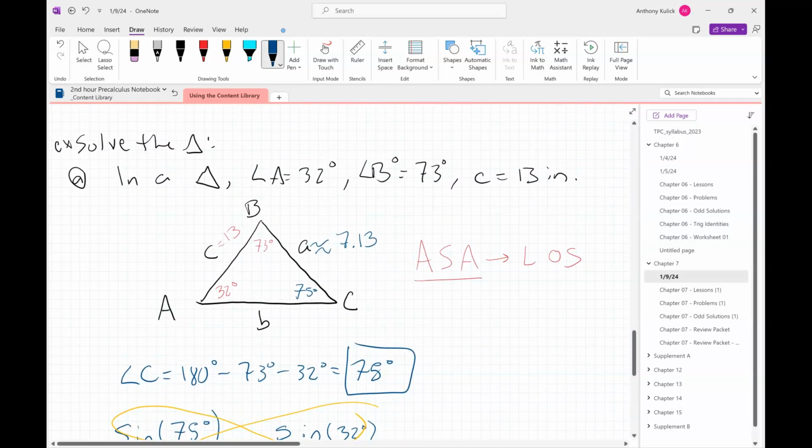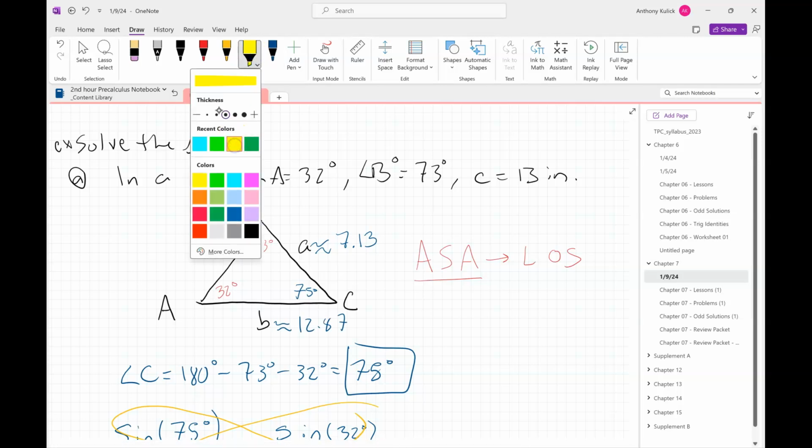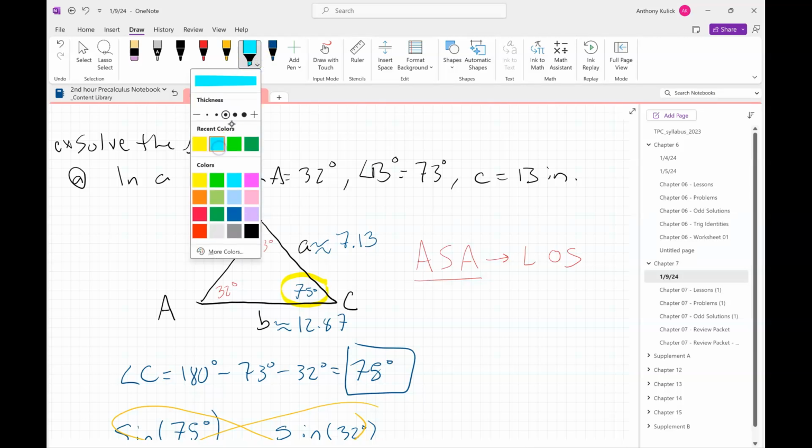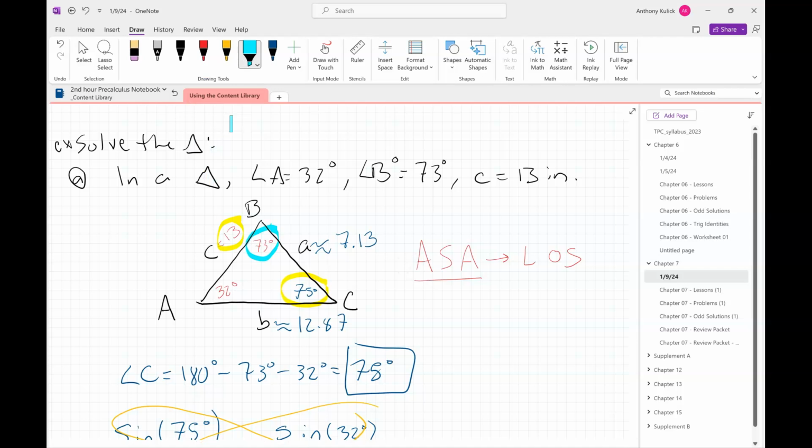And then my last step is to do that pseudo check that we talked about in first semester. So what I want to do is check that across from my biggest side is my biggest angle. Yup. And then my middle side should be the middle angle. Yup. And then the smallest side should be the smallest angle. Yup. That's not perfect, but it's a pretty good check.